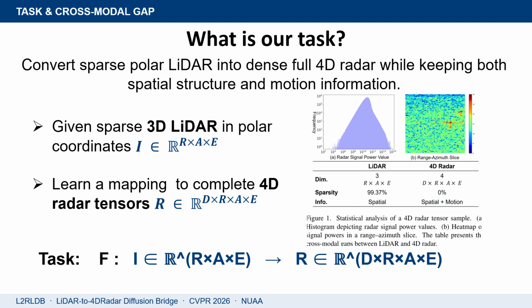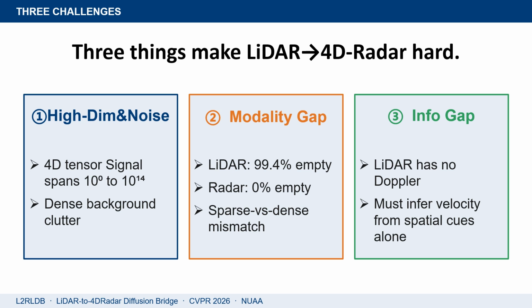Look at the gap. Radar signal power spans 14 orders of magnitude, and while LiDAR is 99% empty, radar is fully dense. These two modalities are fundamentally different. This leads to three challenges. 1. Model the high-dimensional, noisy radar distribution. 2. Bridge the huge sparsity gap between modalities. 3. And most fundamentally, invent Doppler velocity from purely spatial LiDAR cues, since LiDAR has no velocity information at all.